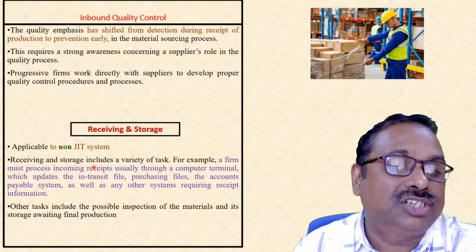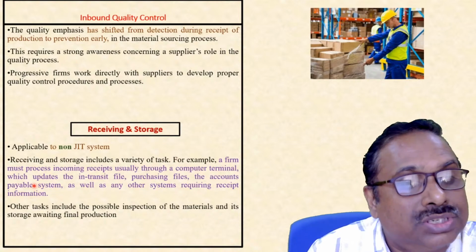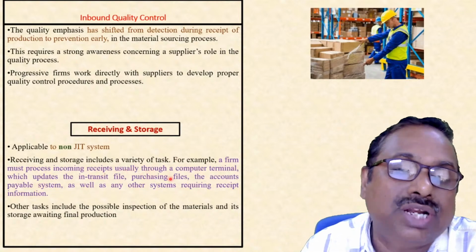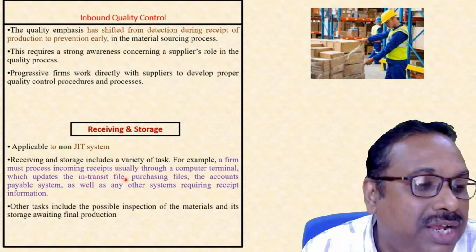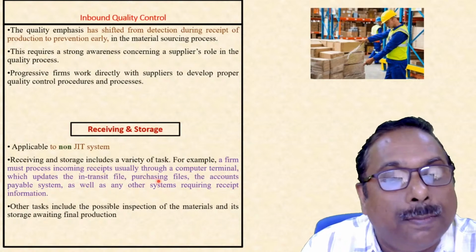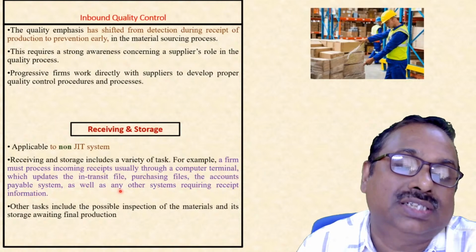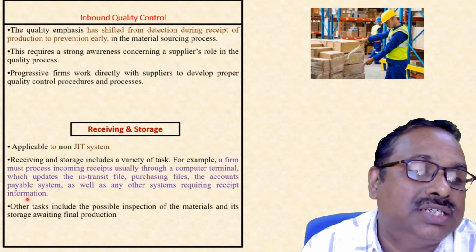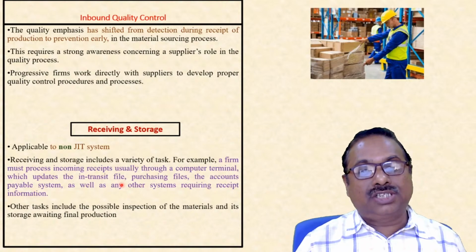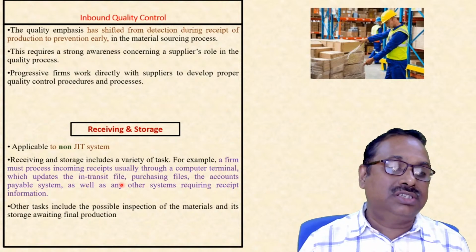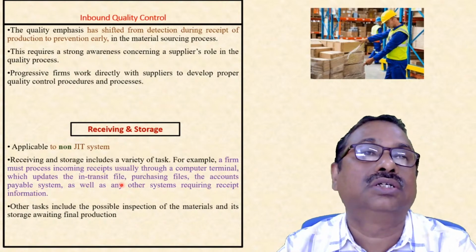So receiving and storage includes a variety of tasks. For example, a firm must process incoming receipts, usually through a computer terminal, which updates the in-transit file, purchasing files, the accounts payable system, as well as any other systems requiring receipt information. Other tasks include the possible inspection of material and its storage awaiting final production. So this is receiving and storage.